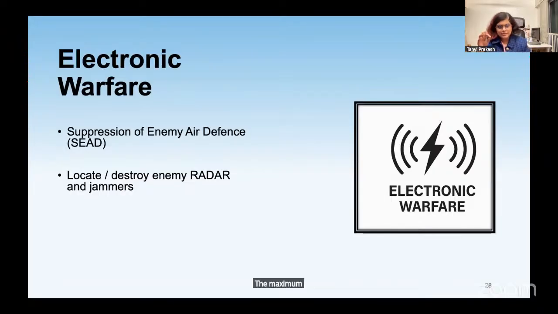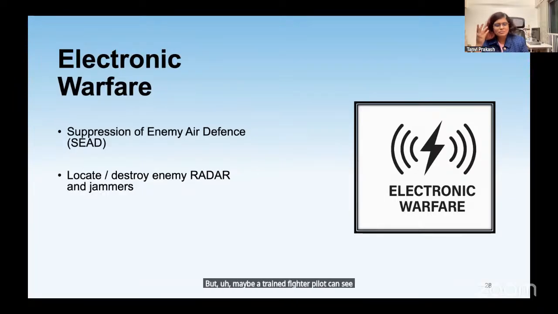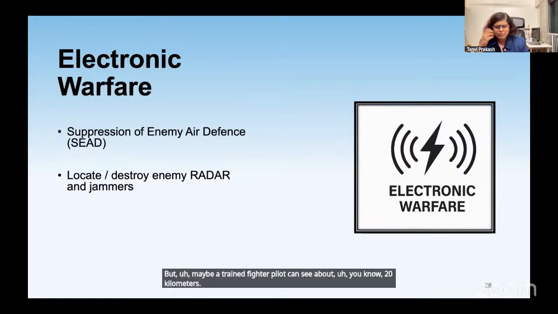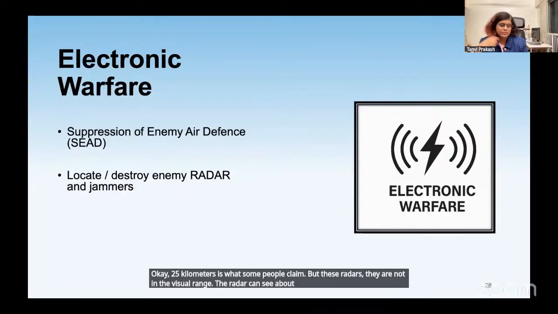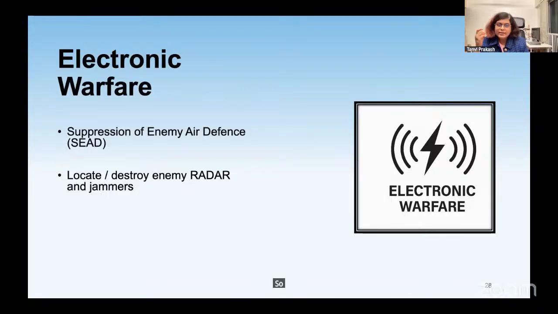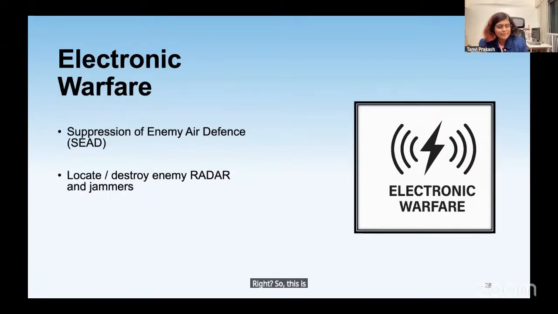The maximum distance that you can see is probably around 15 to 20 kilometers for most of us normal people, and me with my specs, probably lesser. But maybe a trained fighter pilot can see about 20 kilometers away. 25 kilometers is what some people claim. But these radars are not in the visual range. The radar can see about 50, 60 kilometers away. So that's the advantage of using radars for detecting. If you can jam the radar in advance and then enter their territory, the radar will be blind. They won't know that you're there. So this is one of the tactics that can be used for strategic warfare.